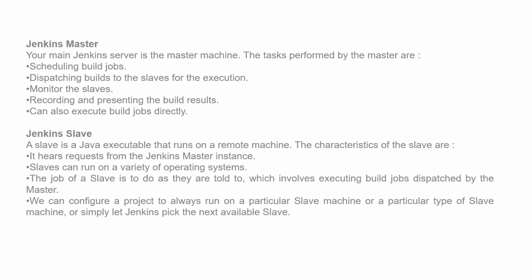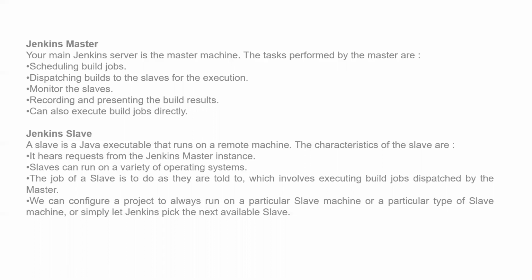Your main Jenkins server is the master machine. This will perform the regular job builds, schedule builds, dispatch builds to the slaves for execution, monitor the slaves, and record and present the build results. It can also execute build jobs directly.